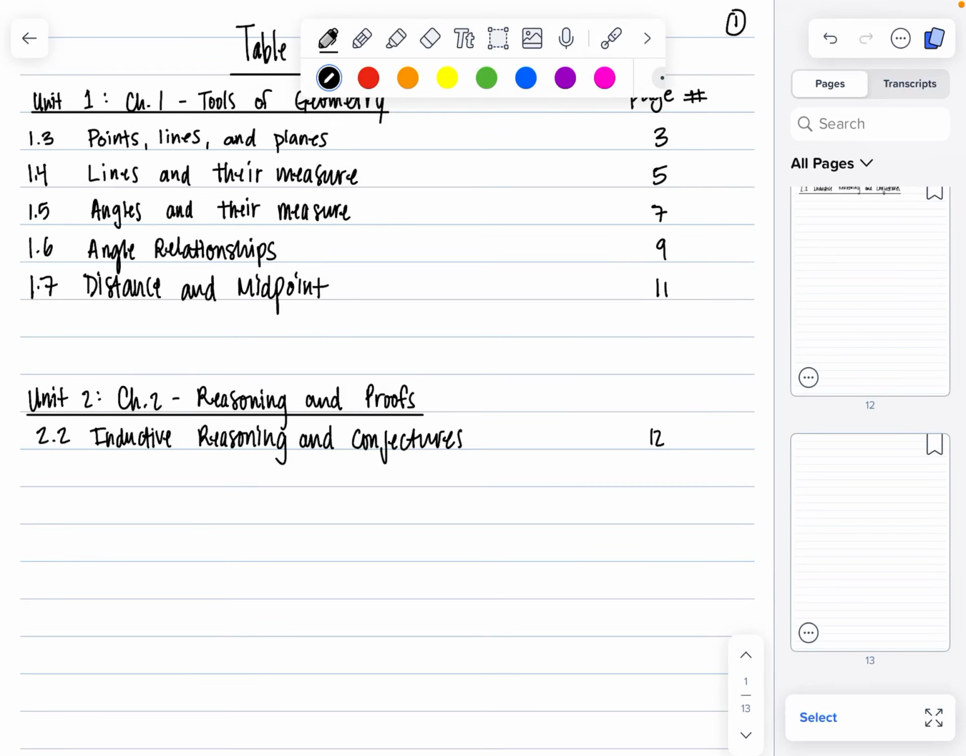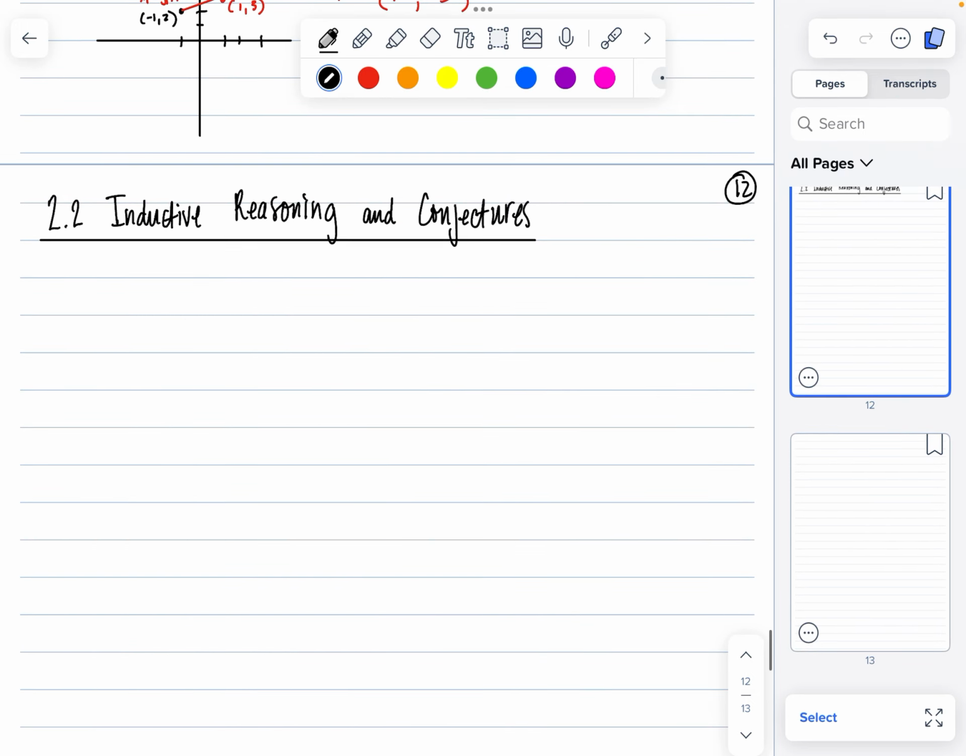Hello and welcome to our new unit. We're in a new chapter, Chapter 2, Reasoning and Proofs. We're going to start off with 2.2. We're going to skip 2.1 altogether, Inductive Reasoning and Conjectures, so if you want to pause it, we can jump into it. Here's the title, and let's get into it.